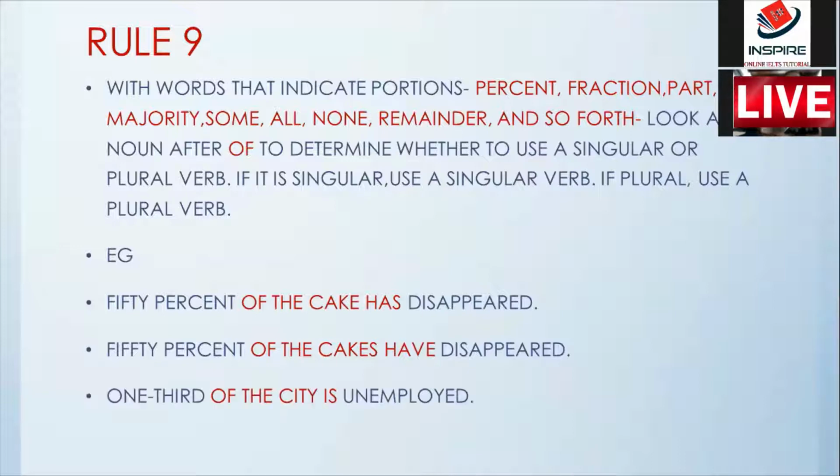Yes. Another thing, 1/3 of the city is unemployed. You can see a fraction has come, 1/3 of the city, or 2/3 of the city or 1/4 of the city. Because the city came, it became is unemployed. Another example, 1/3 of the people. Since 1/3 of the people is plural, it took up a plural form, are. Okay, 1/3 of the people are unemployed. So that is what rule 9 is all about.